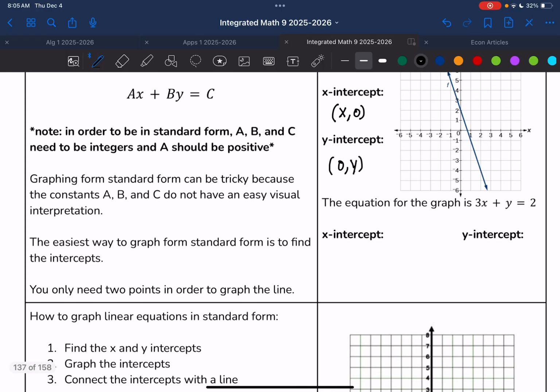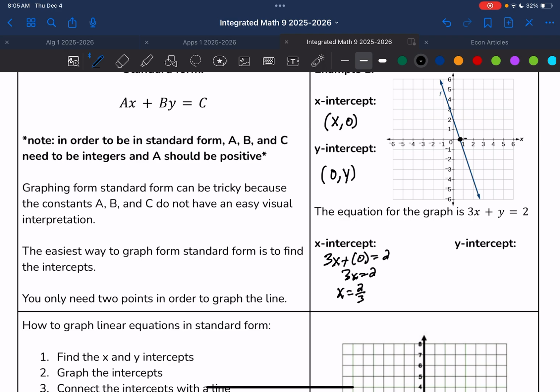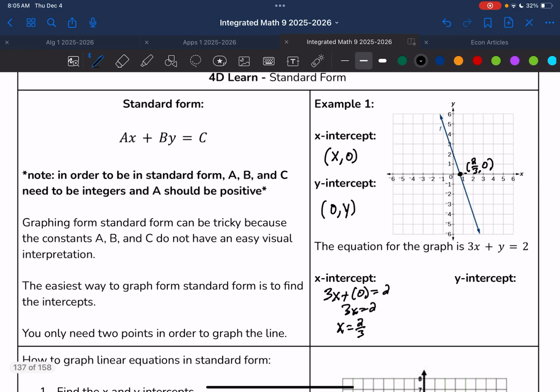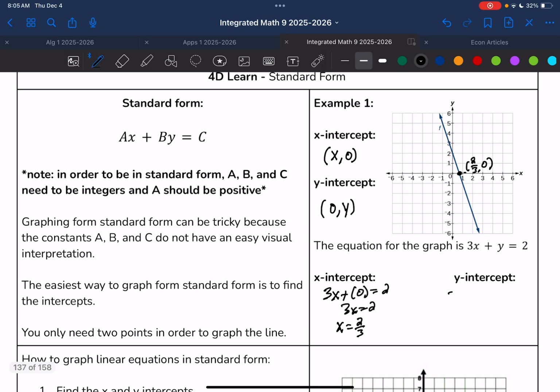So if you want to find the x-intercept here, you can set y equal to 0. So it'd be 3x plus 0 is equal to 2. 3x is equal to 2. x is equal to 2/3. And we see that point right here is 2/3, 0. And then the y-intercept, you can find that by setting x equal to 0. So 3 times 0 plus y is equal to 2. And you see that the y-intercept is going to be 2, and we see that represented on our graph at 0, 2.